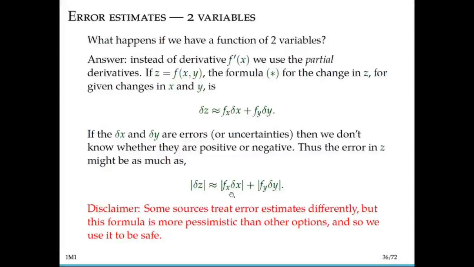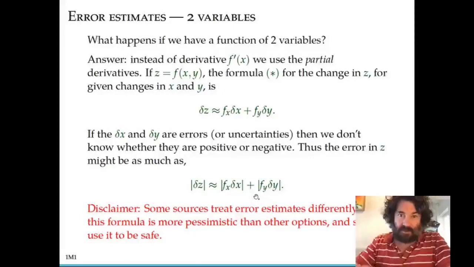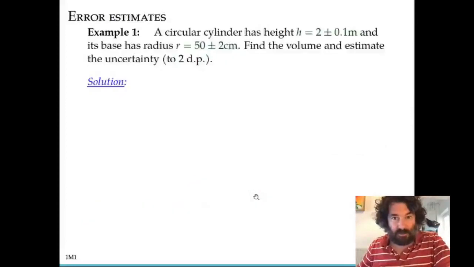This is not the only way of treating error. In some cases, this formula for the approximation of the size of the error is a bit different. It's actually a different function of the derivative of f with respect to x times delta x and the derivative of f with respect to y times delta y. But this formula is actually more pessimistic than other options. It gives a sort of worse estimate, and so you can use it to be safe. Other options give a slightly more optimistic estimate. But this is what we'll use here in the examples I'm going to show.